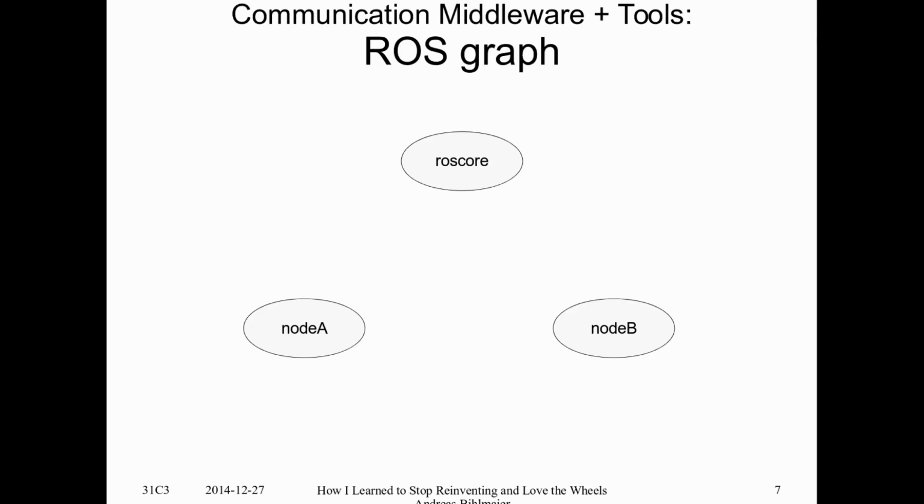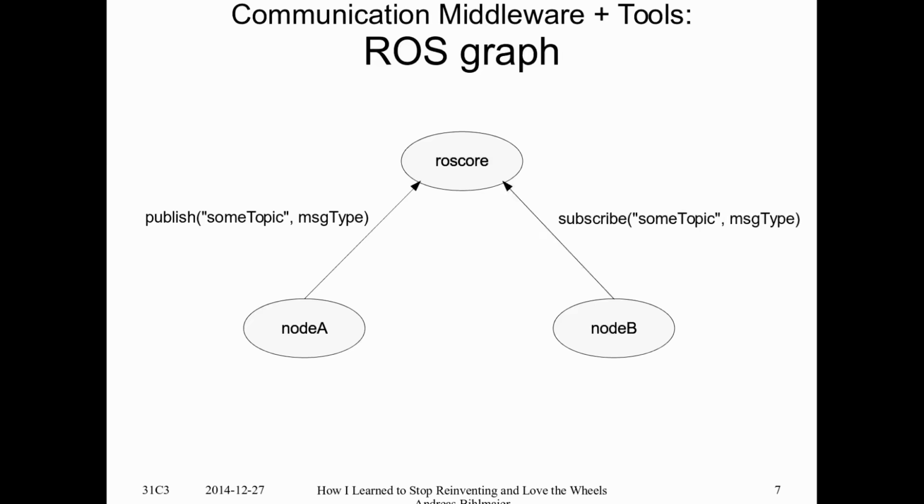Then we add a node A, and A wants to publish some information under the name some topic. Either later on or previously, timing does not matter here, node B comes along and wants to subscribe to this some topic. And so it also tells the ROS core, please tell me who is publishing information under this name. So it's a classical publisher-subscriber architecture for those people who read Tanenbaum.